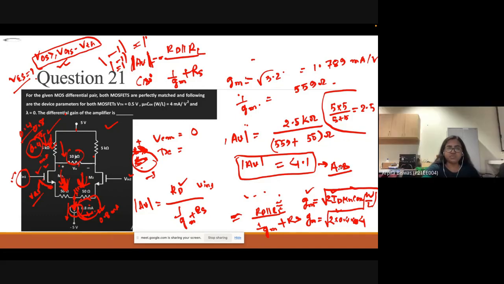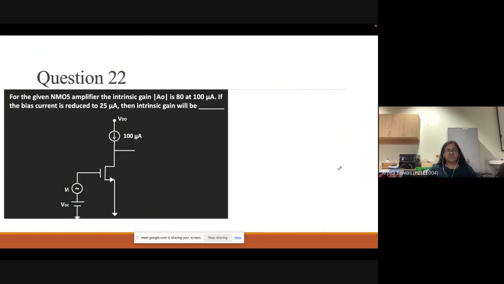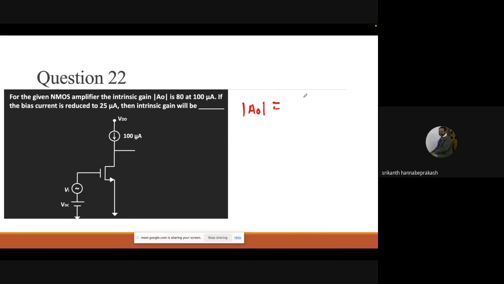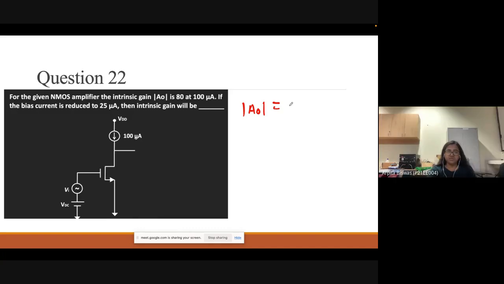Okay, so we can move toward the next question. This is a simple question. For the given NMOS amplifier, the intrinsic gain magnitude of A0 is 80 at 100 microamps. If the bias current is reduced to 25 microamps, then the intrinsic gain will be? At least tell me what is the value of A0. A0 is 80, given. No, the formula of intrinsic gain.